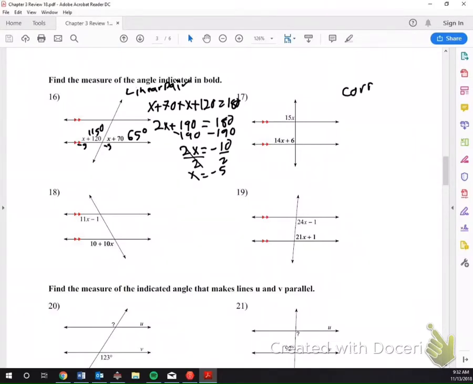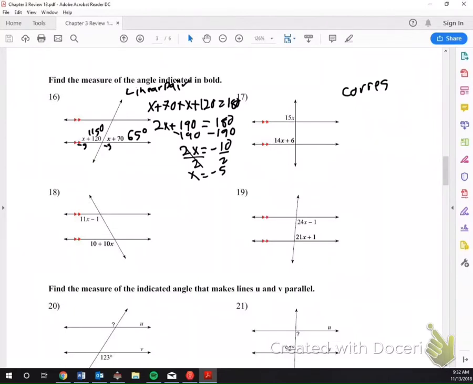So these next two, they're corresponding. Now again, look, we had a negative x. We had x equals negative 5. Totally okay. Not okay if we had had a negative angle. So if we had gotten like negative 75, we'd say, oh, that angle is negative 75 degrees. That can't happen. But the negative x is fine.